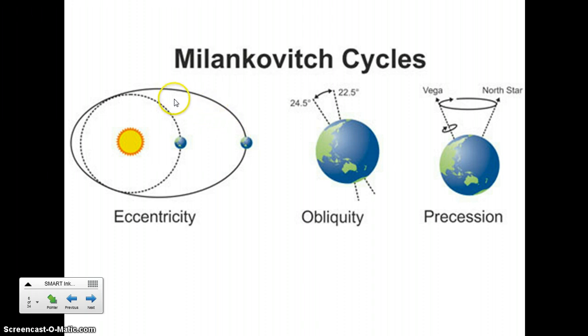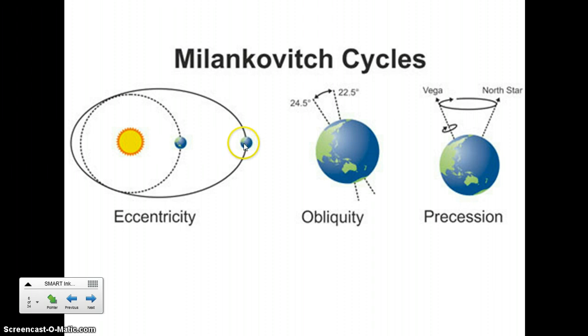So the Earth's orbit, and this is a very exaggerated image, but it's just for demonstration purposes, shifts from being more circular to less circular, or more eccentric, or egg-shaped, you might say. And so you can have periods in Earth history when there's not a whole lot of difference in terms of how far the Earth is from the Sun, and other times when the Earth's orbit takes it further from the Sun.